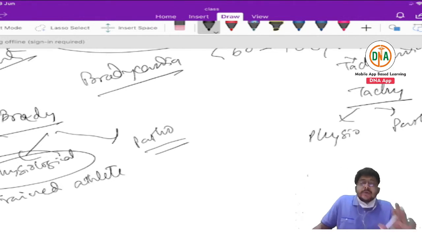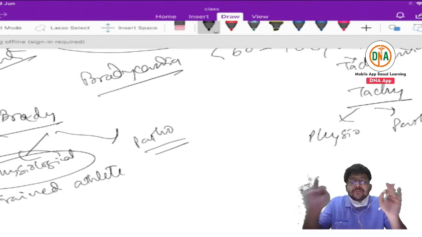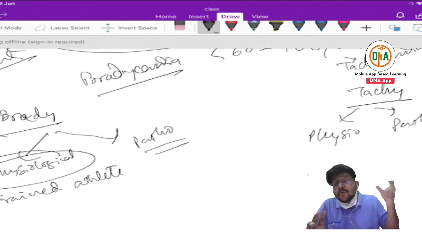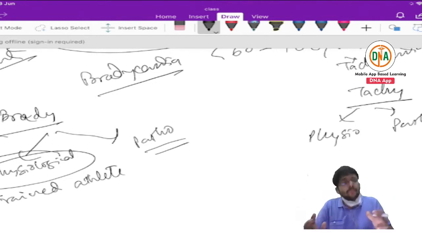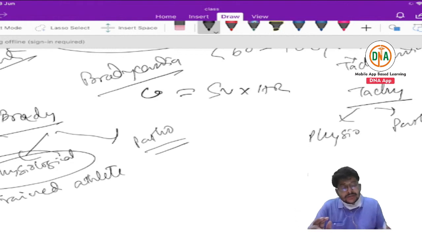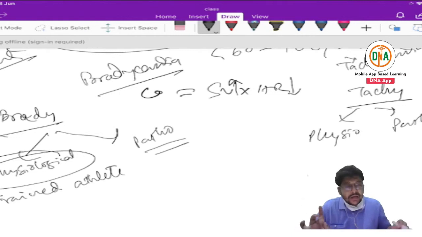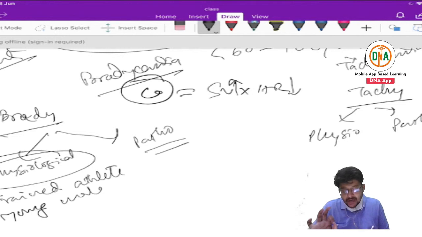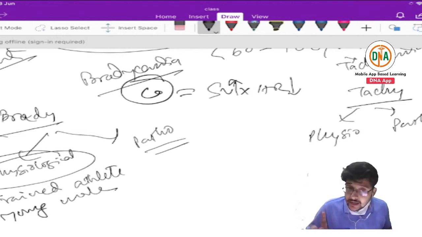What is the reason? Because trained athletes have a trained heart. They have trained myocardium, so their myocardium is capable of generating more stroke volume. If you can generate a more stroke volume, from this equation you can see our product is cardiac output. If this is high, we require a lower HR to develop the same cardiac output. So all the trained athletes, all the young males, they have a physiological bradycardia.